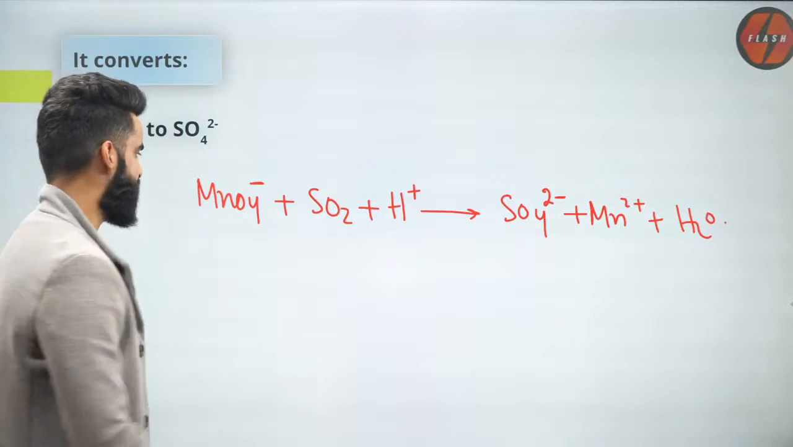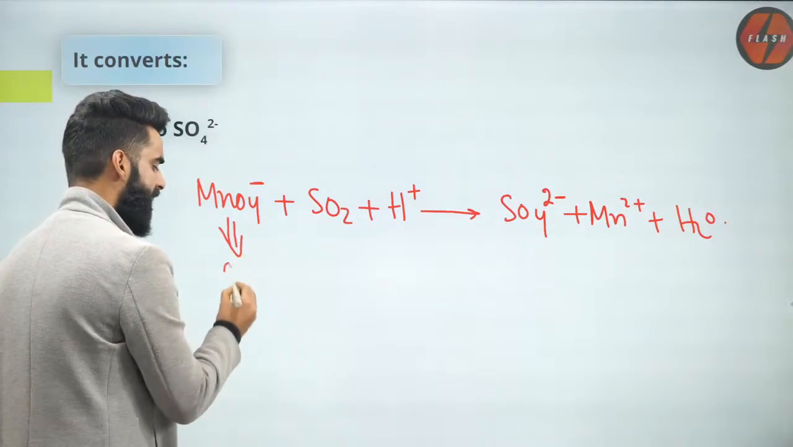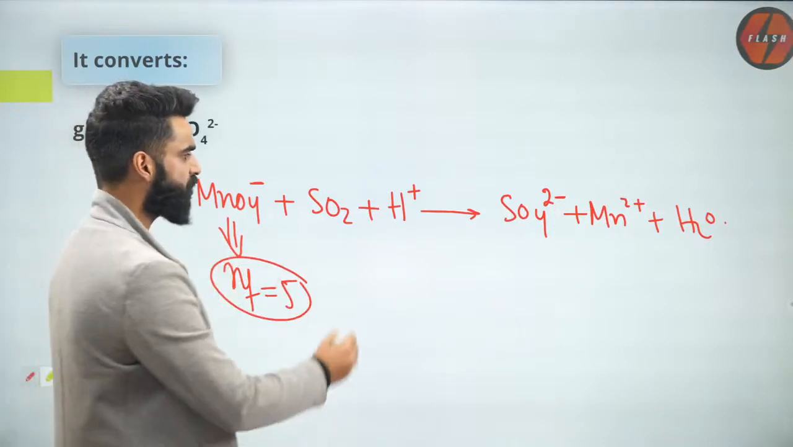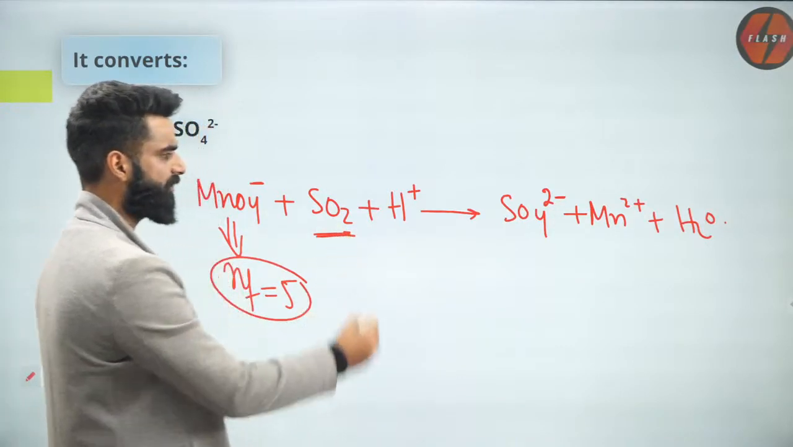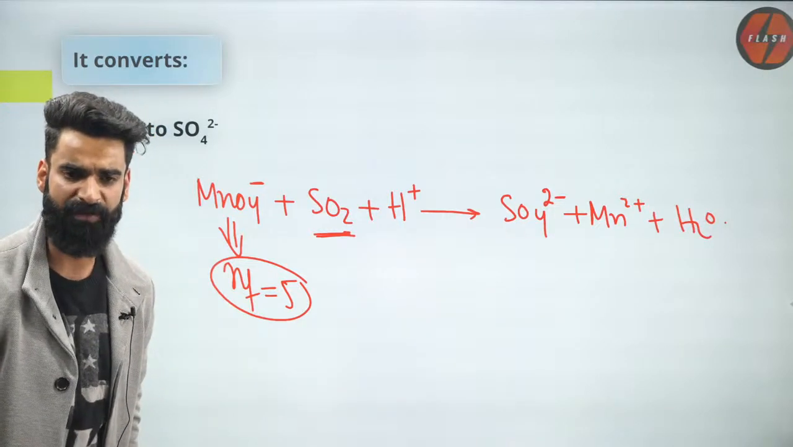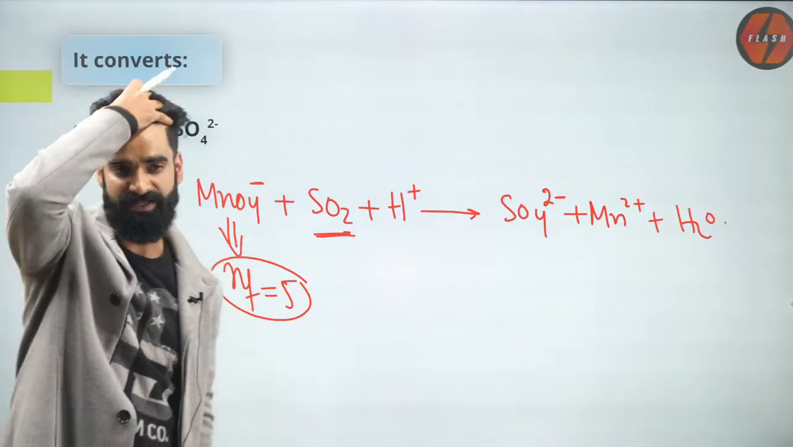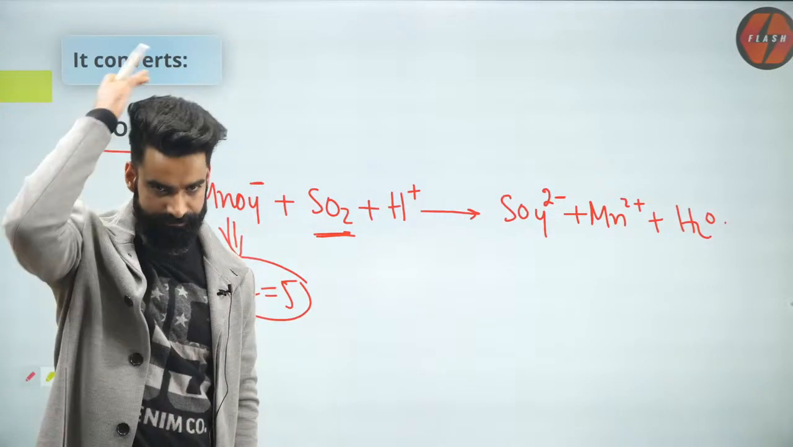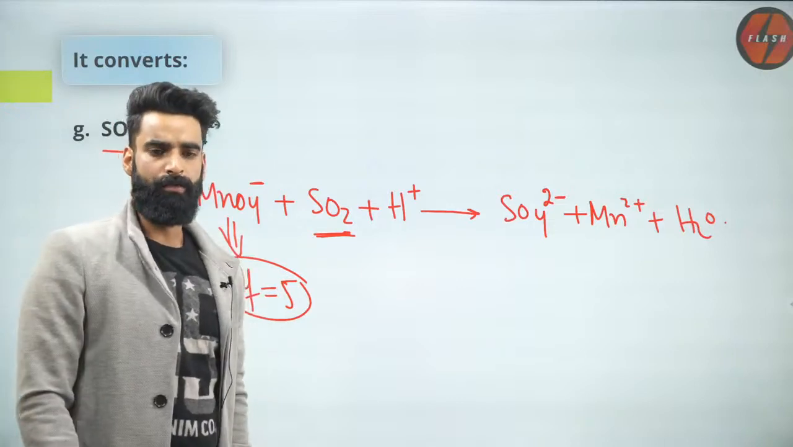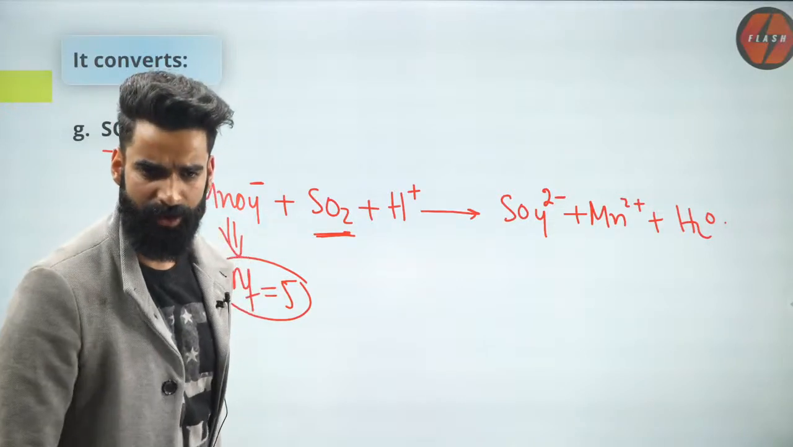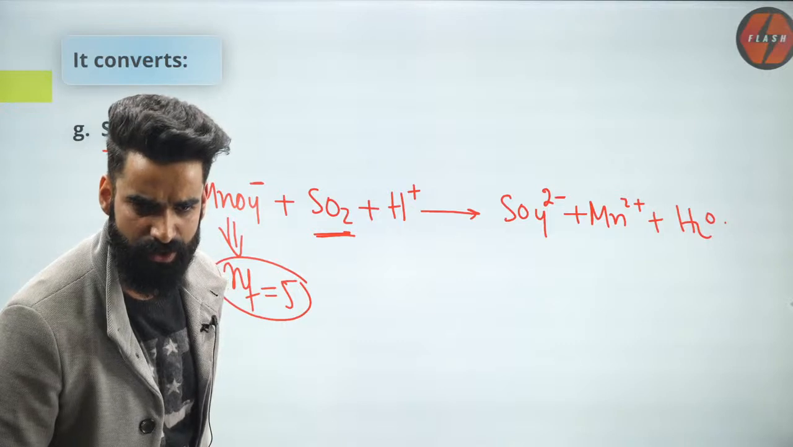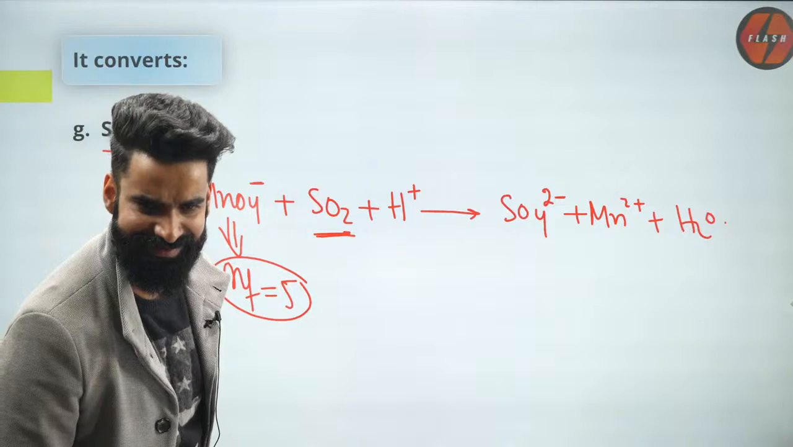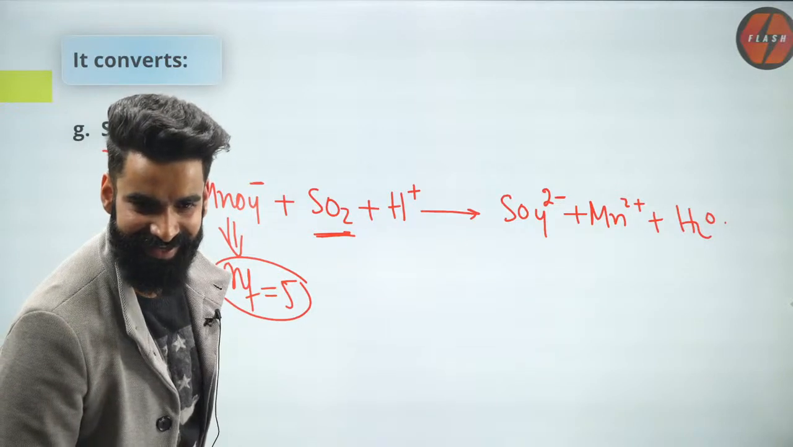Now it's done. N factor of MnO4 negative over here, since it's an acidic medium, it's going to be 5. What do you think should be the N factor of SO2 over here? I'm waiting for your answers. Fast, guys. Okay. Rajashri is saying 2. Banu Prakash is saying 2. Okay. Dadak girl is saying 2.